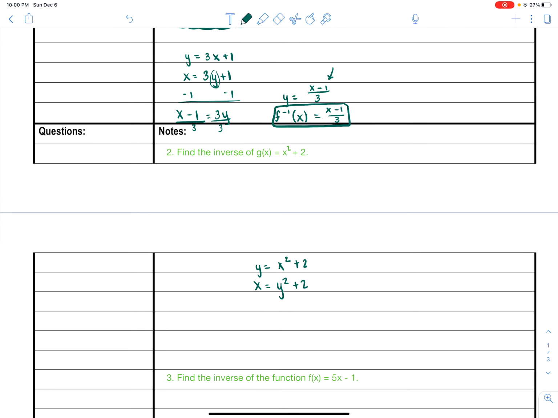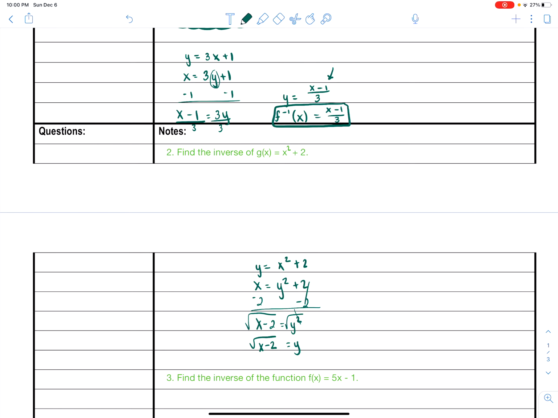Now I need to solve for y. So in order to get y by itself, we're going to move this 2 first. So minus 2, because it's the opposite of plus. So x minus 2 equals y squared. To undo a squared, you have to take the square root. So the square root will cancel the squared and leave you just y, which is what I was trying to get. But then I have to take the square root of the whole other side. So y equals the square root of x minus 2.